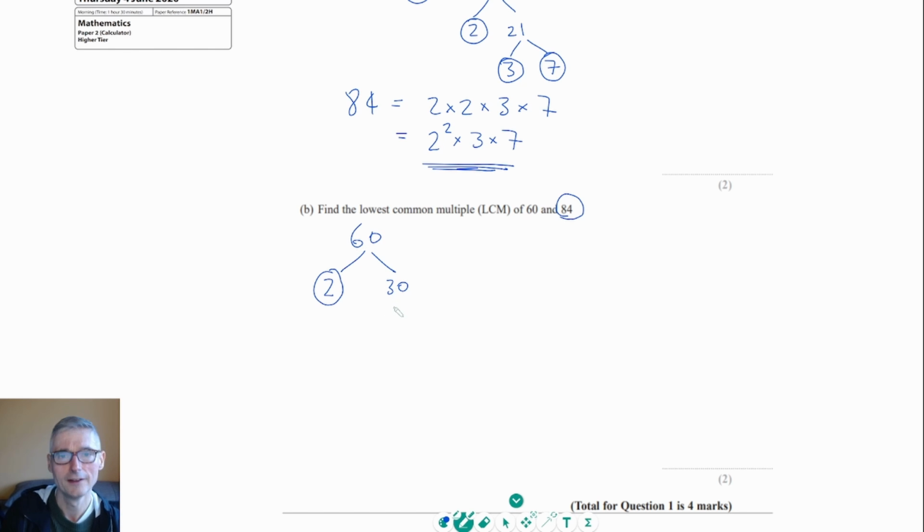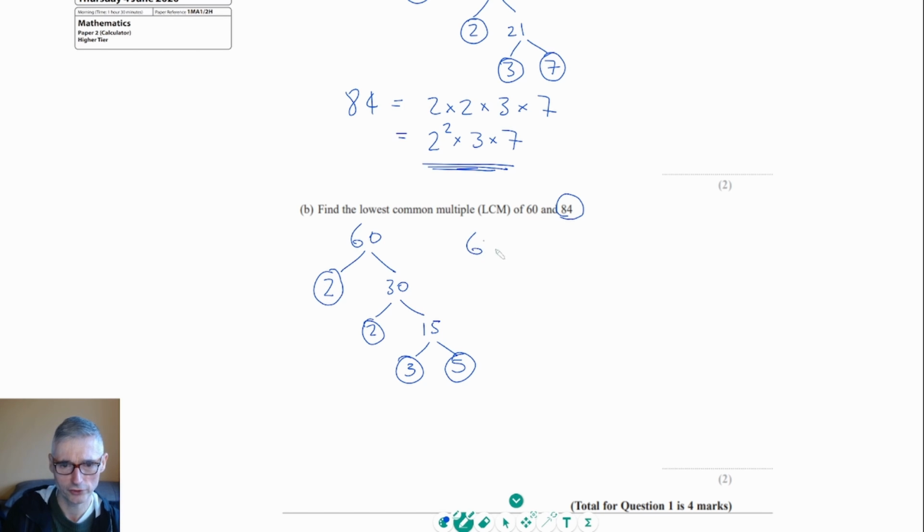So we can see that because 30 is an even number, 2 is going to be one of its factors. And the other one in this case, because 2 times 15 makes 30, is 15. Oops, I shouldn't be circling that. That's not a prime number yet. So we're going to try and break this one down a little bit further. We can see that 15 can be made up from 3 times 5. And so that's the prime factors of 60.